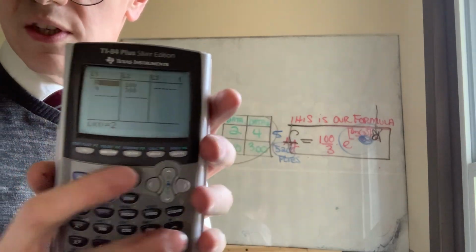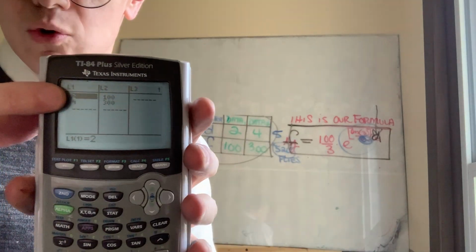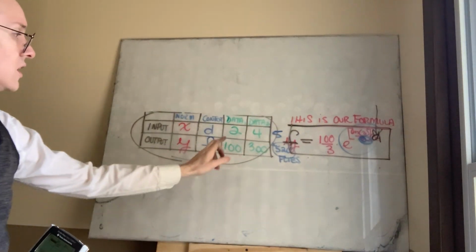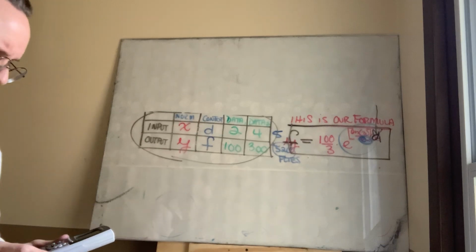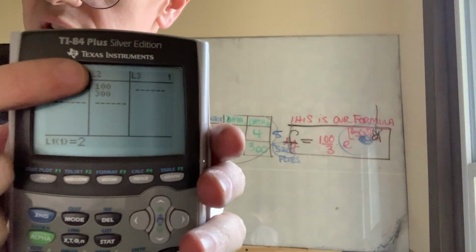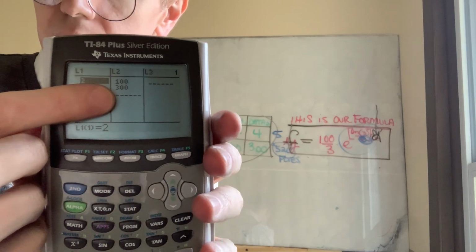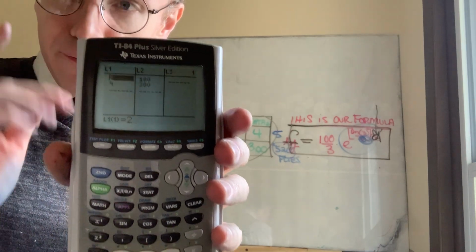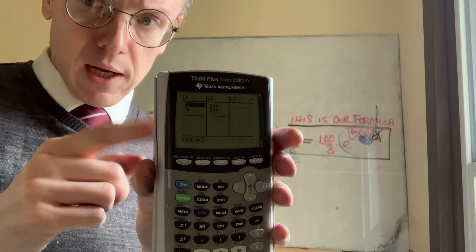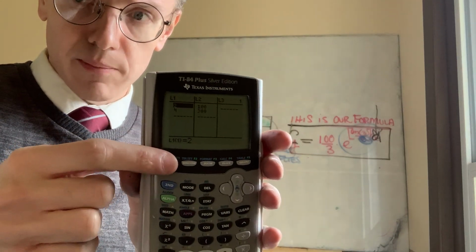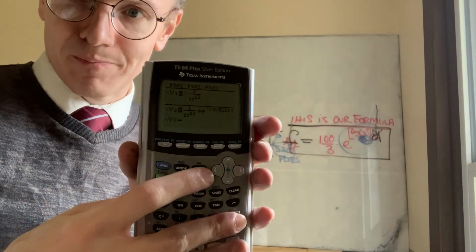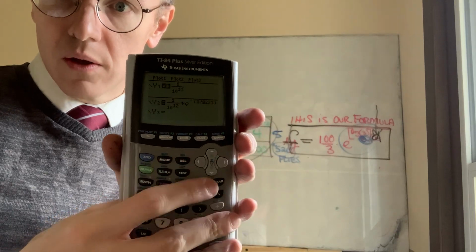Since L1 is X, I have two X's: 2 and 4. And my Y's are 100 and 300. Well, I've got to edit this. Okay, here are my Y's in L2, 100 and 300. Now, if you want to draw a picture based upon the data, a couple of things I would do up front. I'm going to clear out this other stuff because I don't want it overlapping.